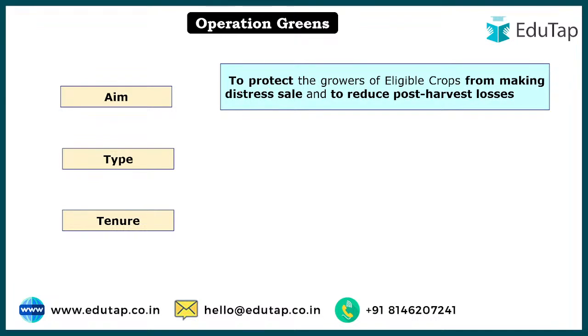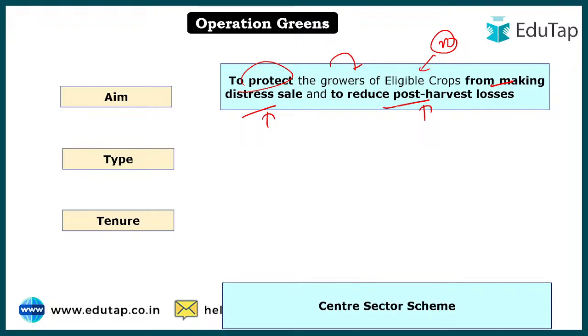Talking about the aim, as we have understood, it is to protect the growers. We are focusing on the farmers over here, to protect the growers of the eligible crops, the 22 crops that we are talking about, from making distress sales, so that they do not just sell the crops at any price before perishability sets in. And to reduce the post harvest loss. How to reduce it? If it is not being sold, of course it will get perished. So it is better to utilize such crops, which are at the verge of perishability, and convert them into something more productive in the form of food processing, to reduce the post harvest losses.